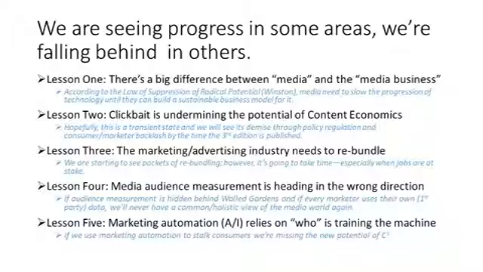And finally, lesson 5, marketing automation relies on who is training the machine. If people feed machines with old thinking that is left over from the Newtonian media era, we're going to wind up stalking consumers as opposed to embracing the five global truths.